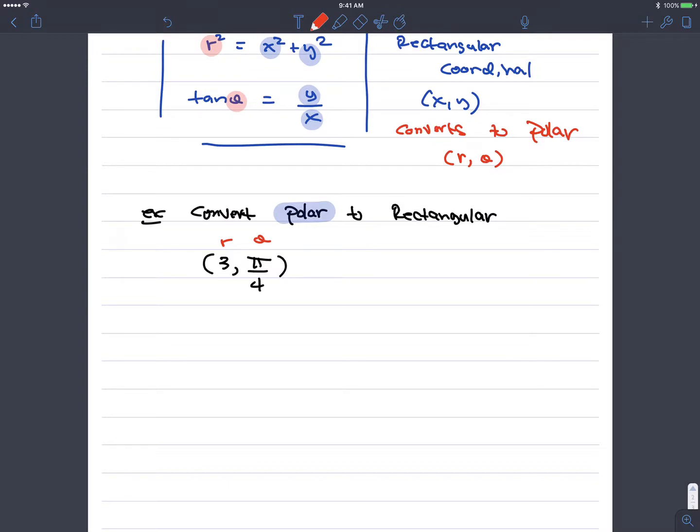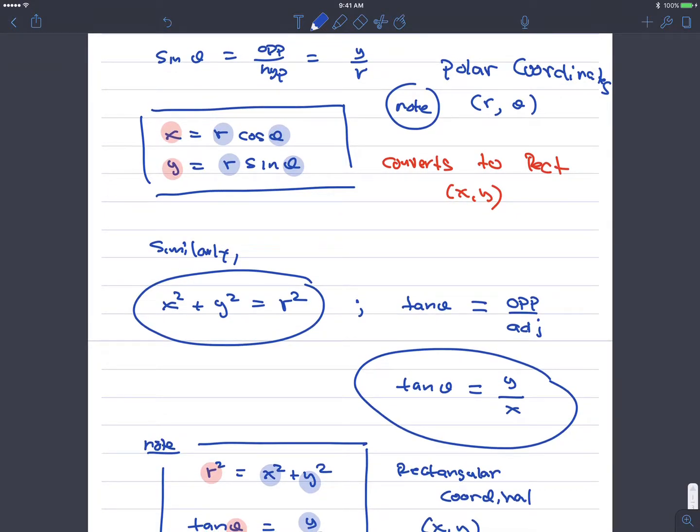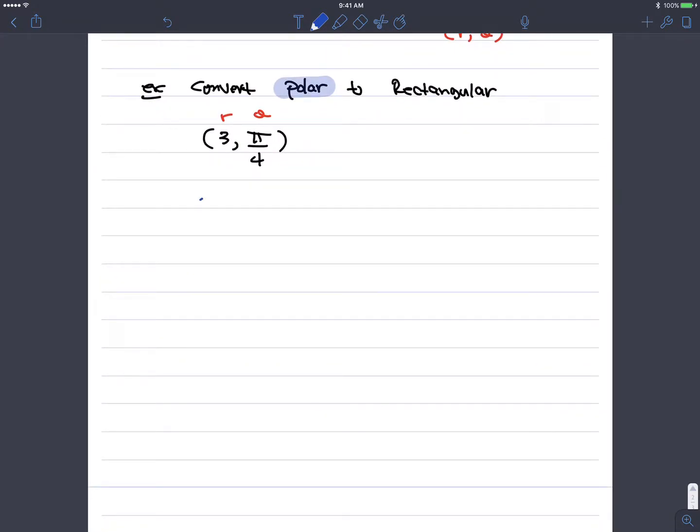They're going to want to know what x and y are. So what do you use when you convert polar to rectangular? You go back to this set of equations. This gives you my x coordinate, and this gives me my y coordinate. So let's see what that says. x equals r cosine theta, and y equals r sine theta.